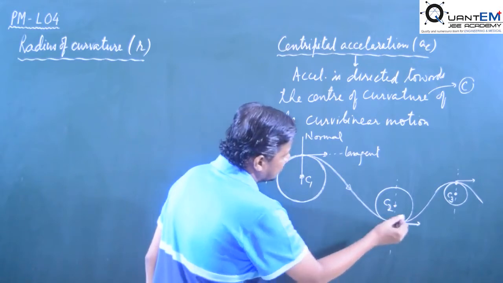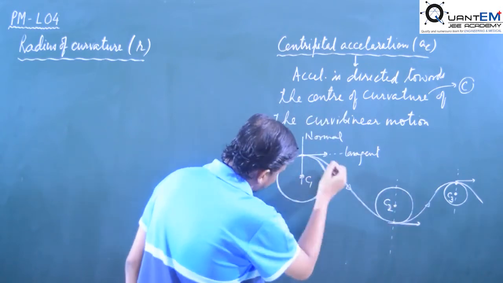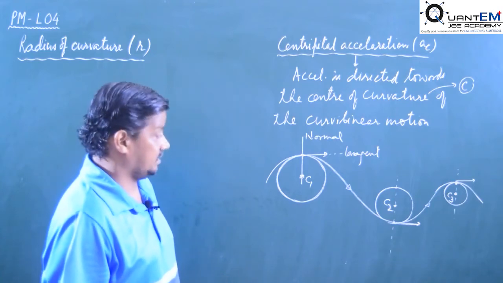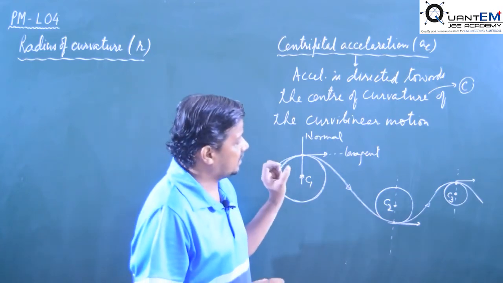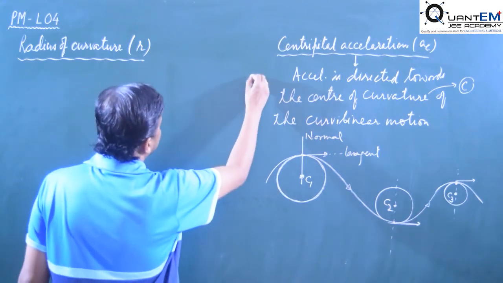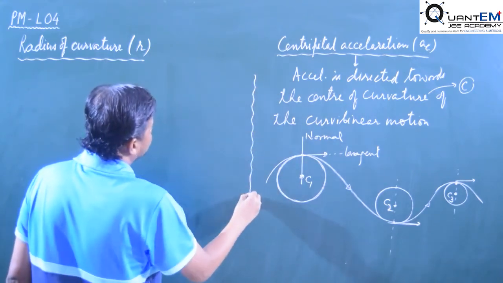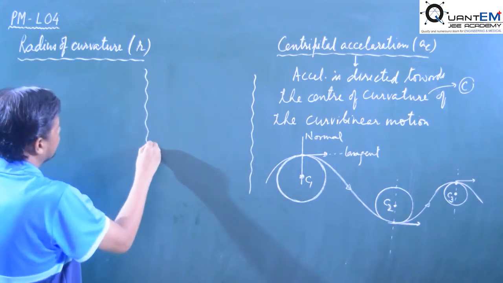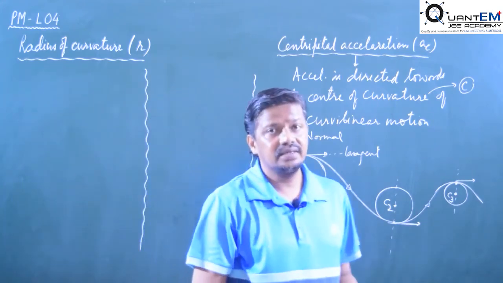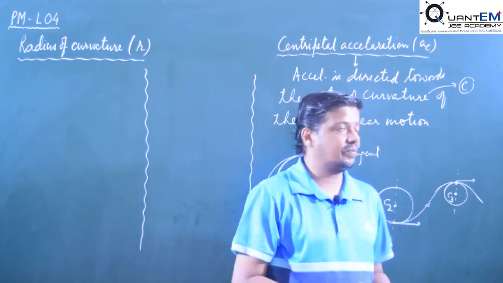This is curvilinear motion. A particle is tracing the curved path, that's why the motion is curvilinear, and the center of the curve at any point will be called the center of curvature. So what is the value of centripetal acceleration? The derivation we have to do in the centripetal acceleration of circular motion, so we will do the derivation in that part only.